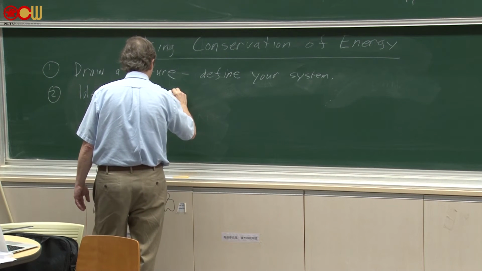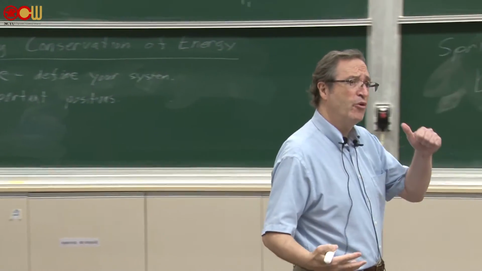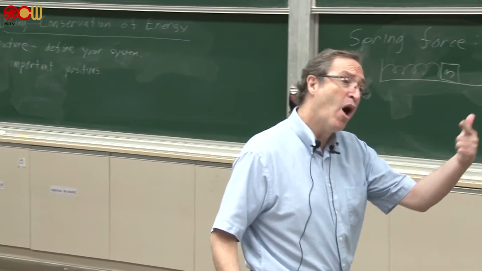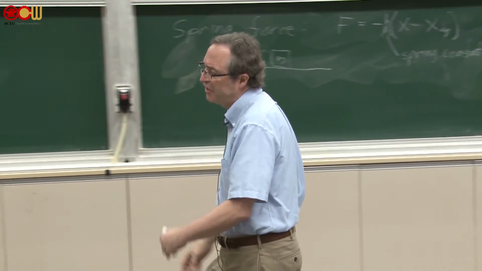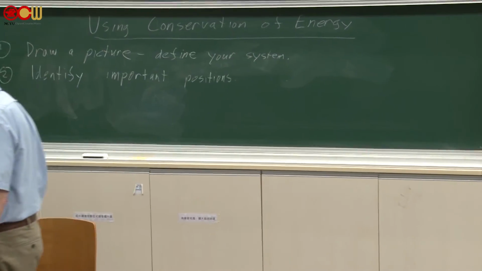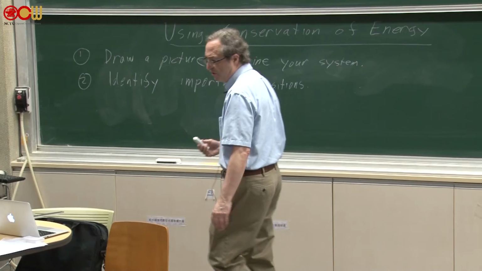All right. The second thing is you identify important positions. So these are positions where you either know something or you want to know something. So for the scissors, the important positions are here and the ground. Right? Those are the important positions. I don't need to know anything in between. Right? It's only the top and the bottom. Now, in some cases, there may be more than two important positions. So you identify those important positions.